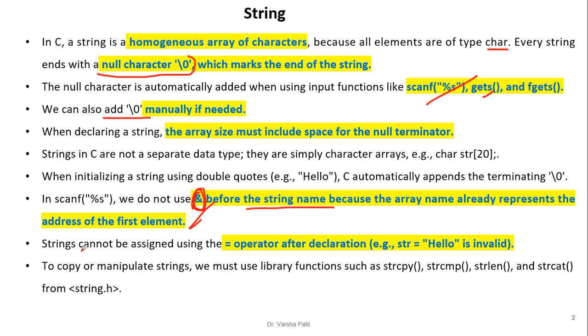A string cannot be assigned using the assignment operator, that is equal to. For example, for an integer variable we can write a = 10, but for a string we can't assign directly like this. To do operations like copy or other manipulation, we require library functions such as strcpy, strcmp, strlen and strcat from string.h. But before directly using these string functions, we will do these functions manually, so we can understand how they work internally.